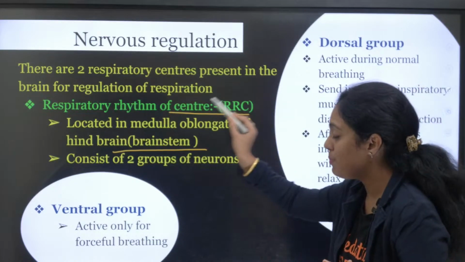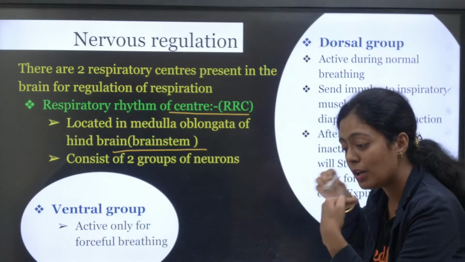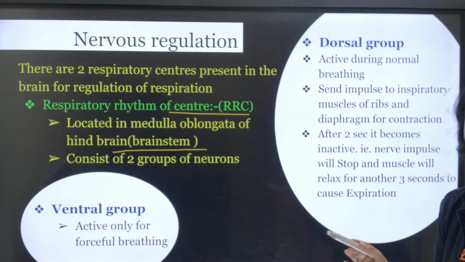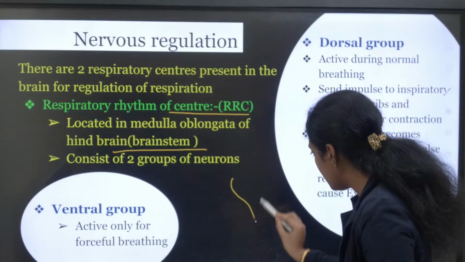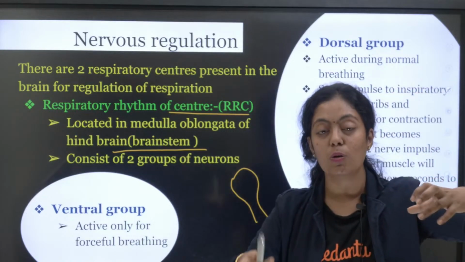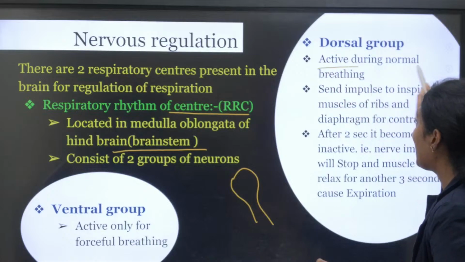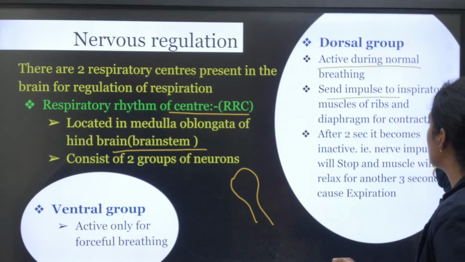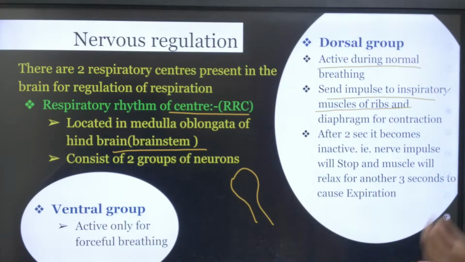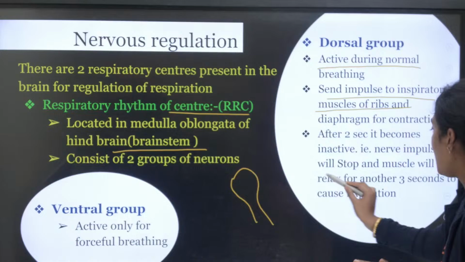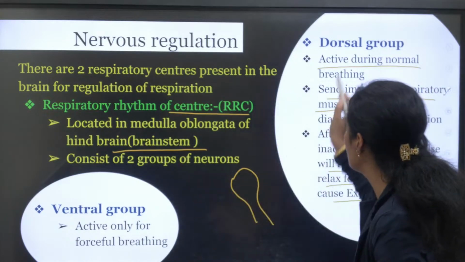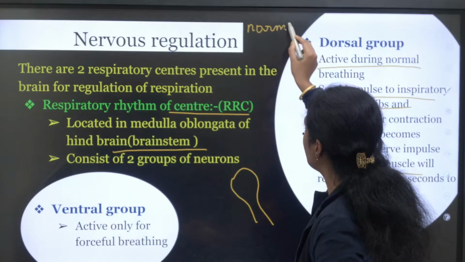In this respiratory rhythm center there are two groups: one is the dorsal group, another is the ventral group. If this is your medulla oblongata, it looks something like this. This medulla oblongata has two regions, the dorsal group and the ventral group. The dorsal group is active during normal breathing. They send impulses to the inspiratory muscles of ribs and diaphragm for contraction. After 2 seconds, it becomes inactive. The nerve impulse will stop and the muscle will relax for another 3 seconds. That is called expiration. So what does the dorsal group help with? It helps with normal breathing.